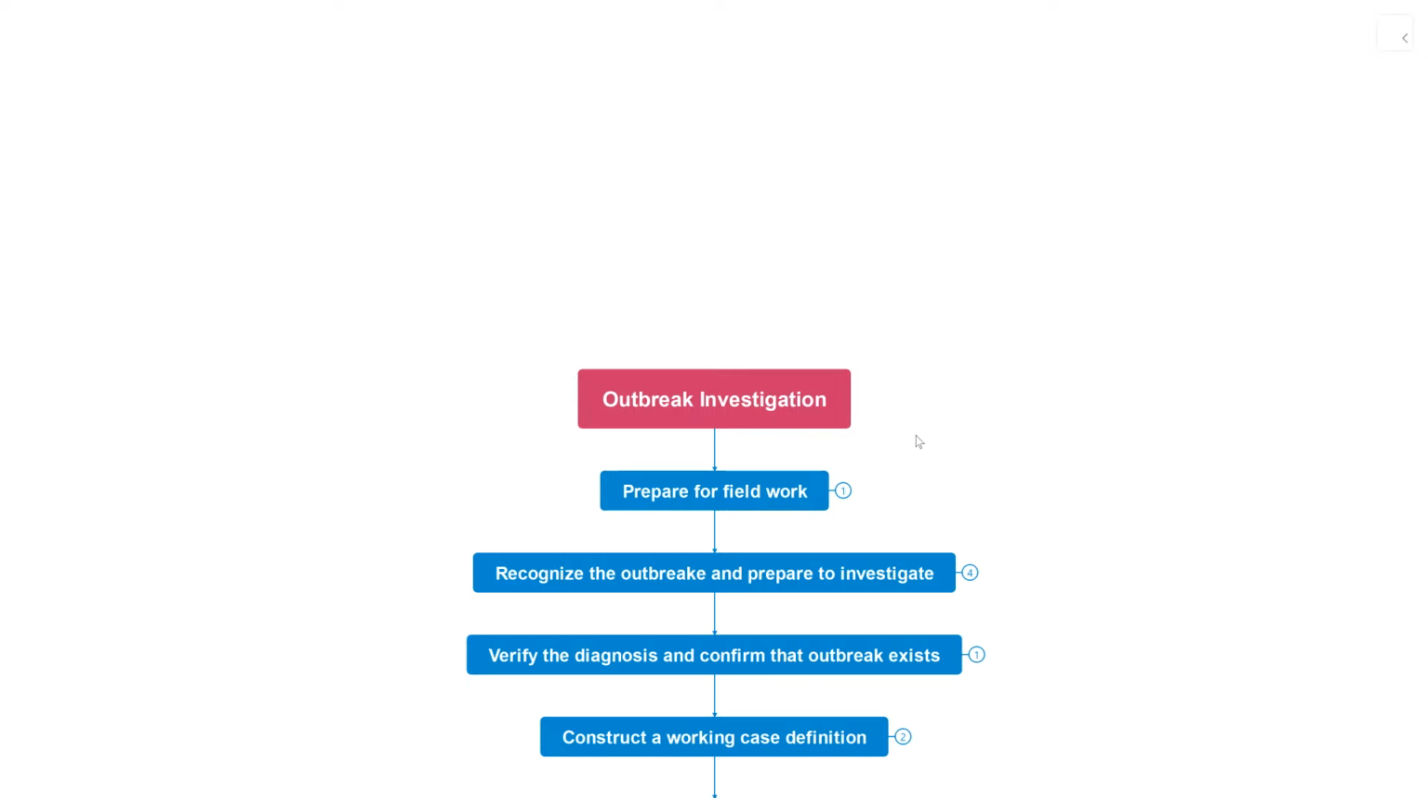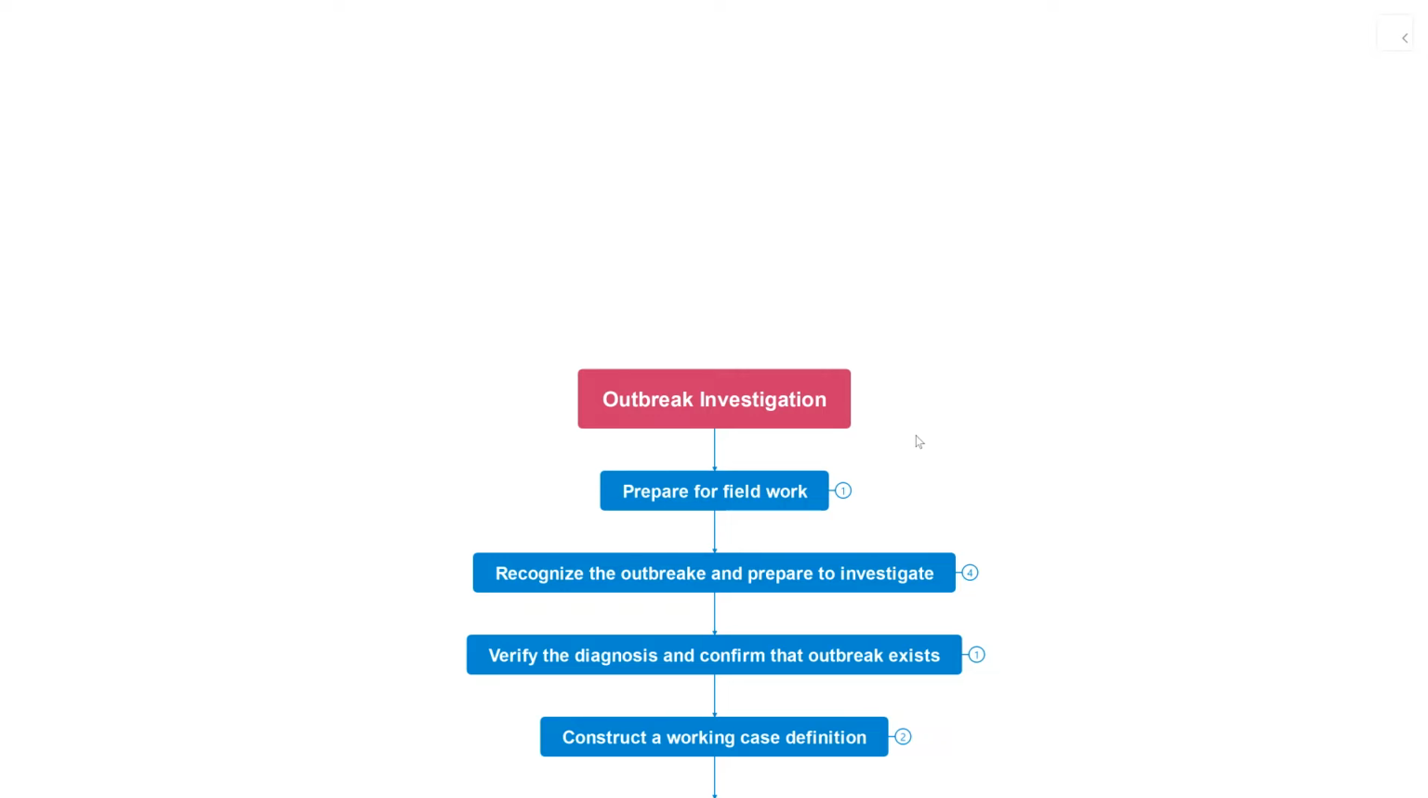So, this outbreak investigation, what is the role of microbiology and how does an infectious disease specialist or microbiologist play a crucial role in it? Let us see it one by one. Outbreak investigations usually consist of 13 steps. Let us first read them and try to understand them.